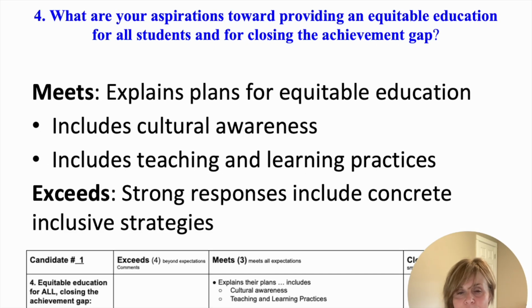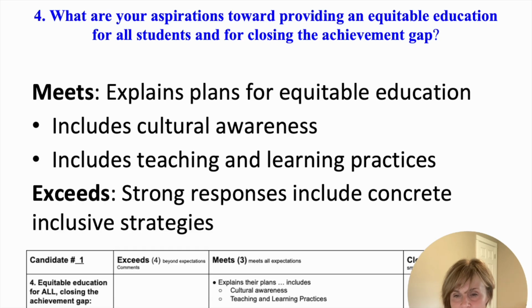The next question, number 4, also would be scored on that 4-point scale. It's talking about equitable education for all. So number 4, what are your aspirations toward providing an equitable education for all students and for closing the achievement gap? Now, to meet, they need to talk about this. It needs to include some cultural awareness and talk about teaching and learning practices that are equitable. This is one where we seem to get a lot of textbooky answers, like in theory, it's like I could Google that or I could ask AI.